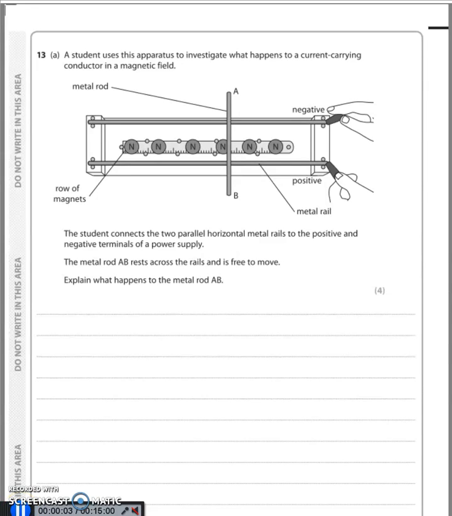Paper 1R, June 2016, question 13. So this diagram shows you some apparatus that is being used to investigate what happens to a current carrying conductor in a magnetic field. So the fact that you have a current in a magnetic field should make you think of the motor effect. So we're putting a current in and it's interacting with the magnetic field. So we are going to get some movement and some force out again.